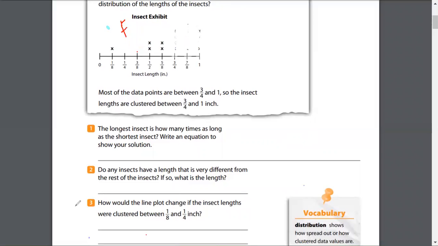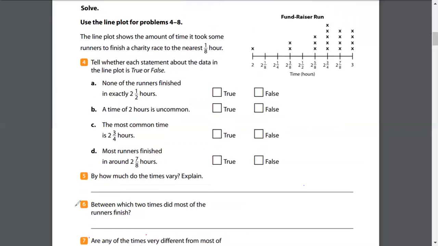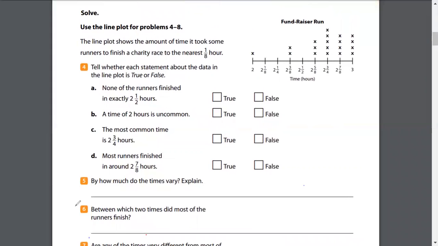So now we're going to go on and look at your independent practice. We're going to do 4 with you, and then you would do the rest by yourself. And then if you have any questions, you would email one of us to ask us to explain. So number 4 says, use the line plot for problems 4 through 8. The line plot shows the amount of time it took some runners to finish a charity race to the nearest 1/8 of an hour.